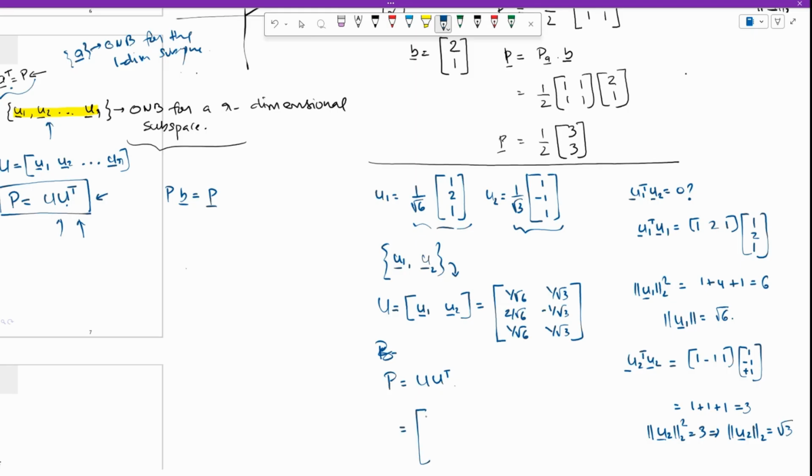That will be 1 by root 6, 1 by root 3, 2 by root 6, minus 1 by root 3, 1 by root 6, 1 by root 3. That's U. U transpose will be simply the transpose of this matrix. That means it will be 1 by root 6, 2 by root 6, 1 by root 6, and 1 by root 3, minus 1 by root 3, 1 by root 3.